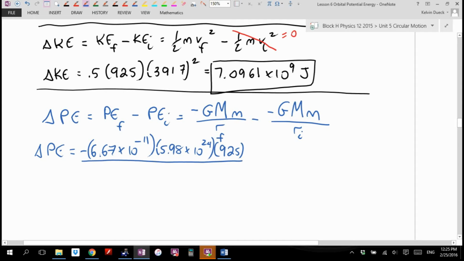Did the question give me an altitude or a radius? Oh, so I don't need to add the radius of the Earth this time. I can just write that number down. What is the radius, Clay? 2.6 times 10 to the 7. That's where we're ending up. Plus, minus is a plus.